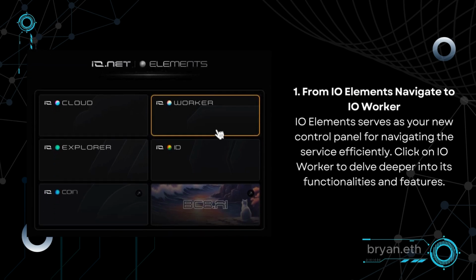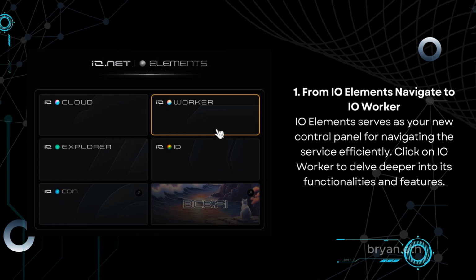1. From IO Elements, navigate to IO Worker. IO Elements serves as your new control panel for navigating the service efficiently. Click on IO Worker to delve deeper into its functionalities and features.